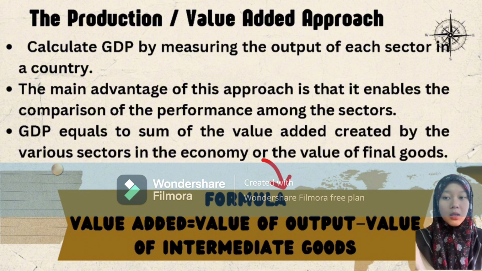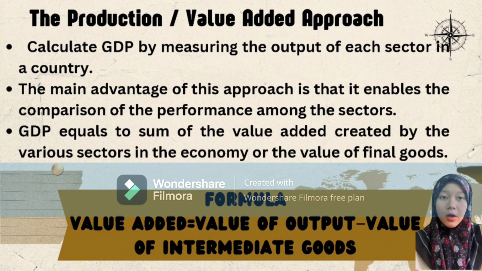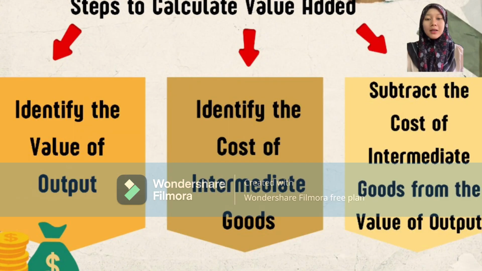The formula is value of output minus value of intermediate goods. Here, value of output is the revenue from selling the product. Meanwhile, value of intermediate goods is the cost of the goods and services used in the production process. Next, I'm going to tell you how to calculate value added step by step.